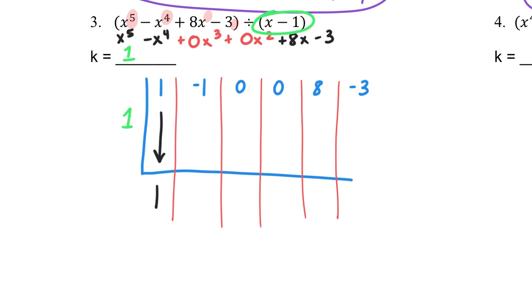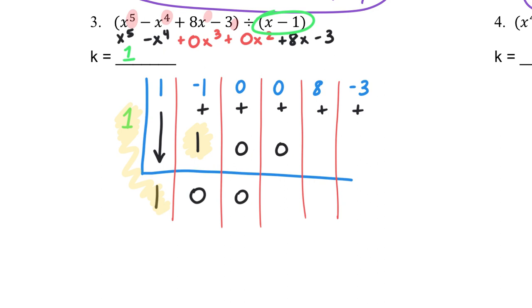So I'm going to do 1 times 1, and that's going to go right in here. Remember, if it's inside, we're always going to add, and then I add it up. 0, multiply 1 times 0, get 0. 0 plus 0 is 0.